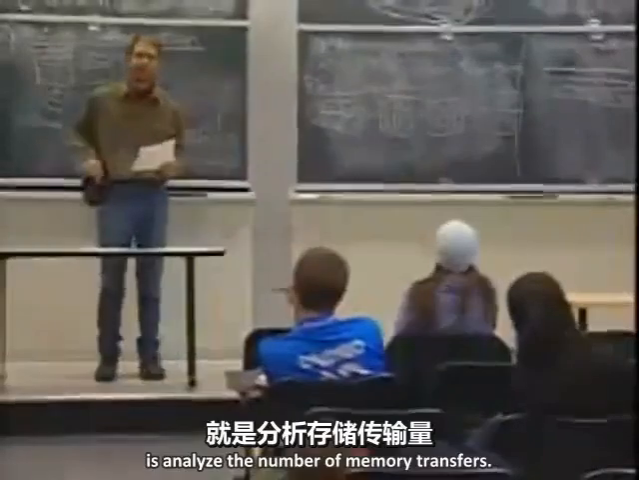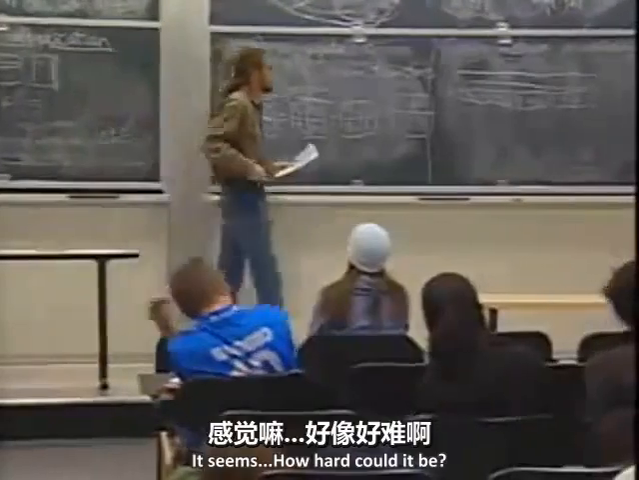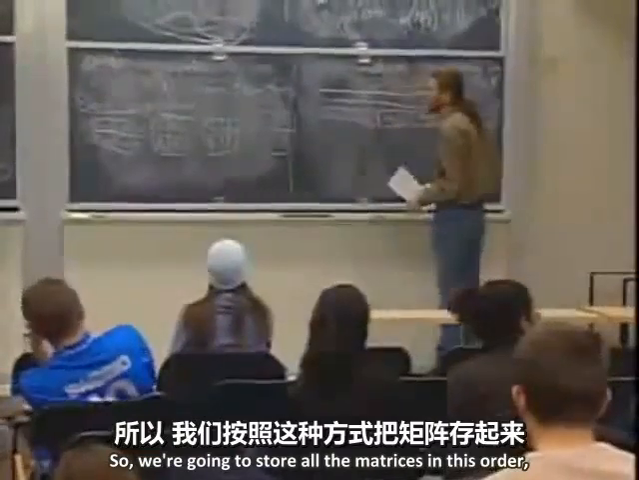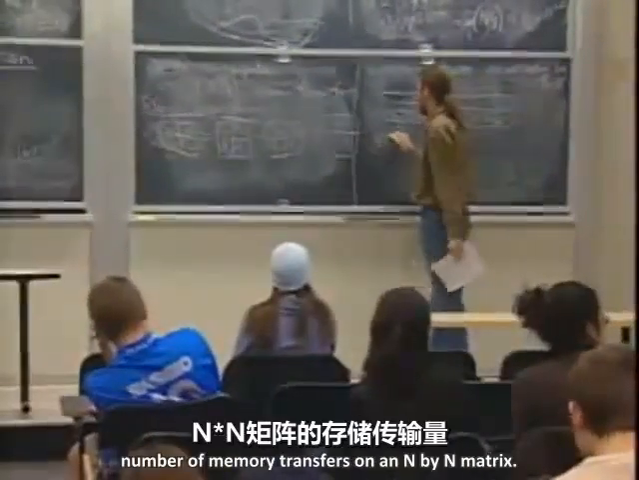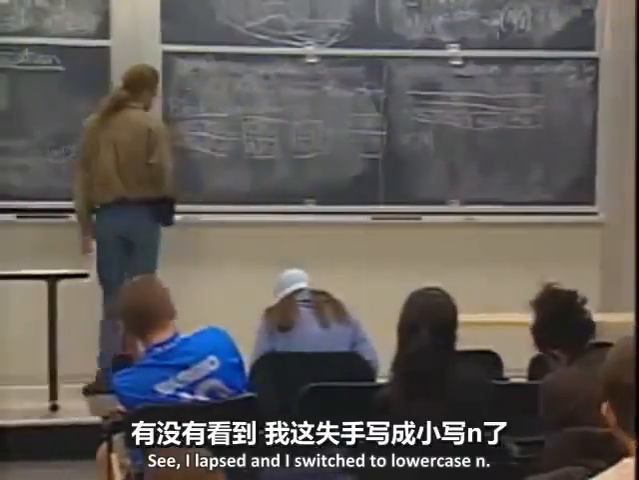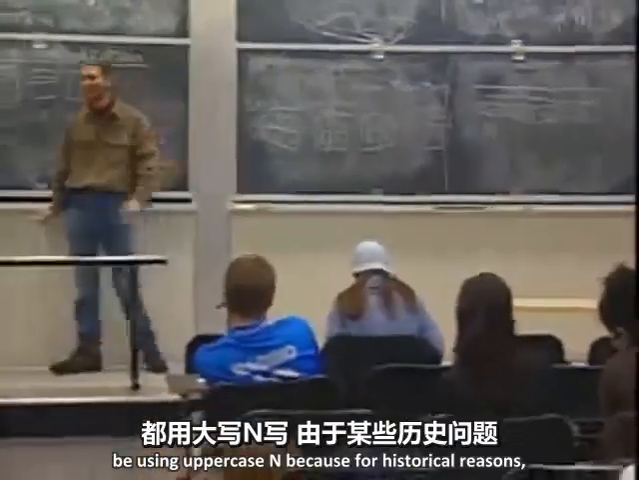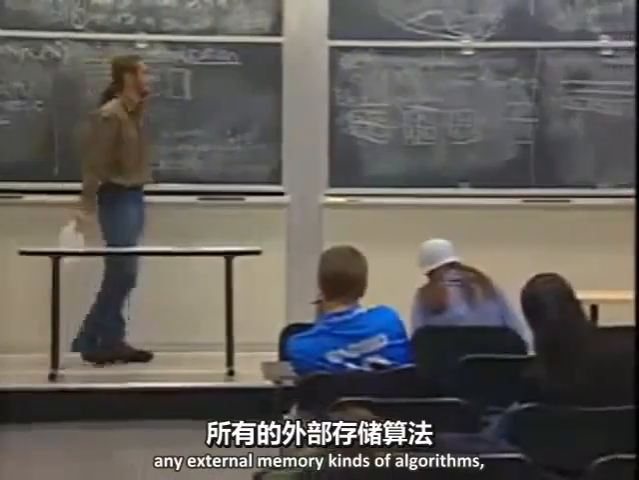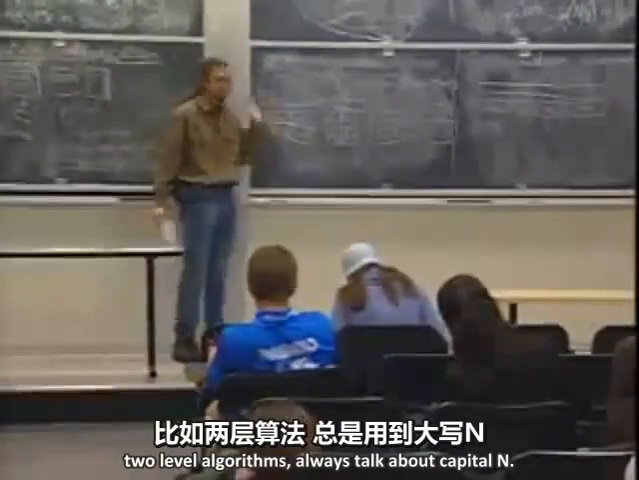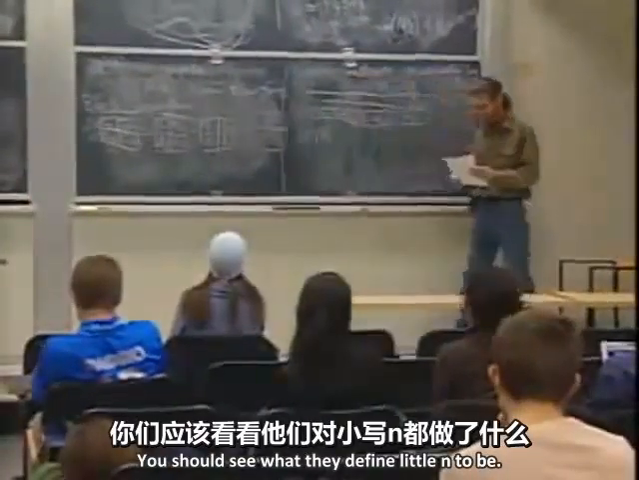Okay, so now all we have to do is analyze the number of memory transfers. How hard could it be, right? So we're going to store all the matrices in this order, and we want to compute the number of memory transfers on an n by n matrix. I lapsed and switched to lowercase n. I should, throughout this week, be using uppercase N, because for historical reasons, any external memory kinds of algorithms, two-level algorithms, always talk about capital N. And don't ask why.